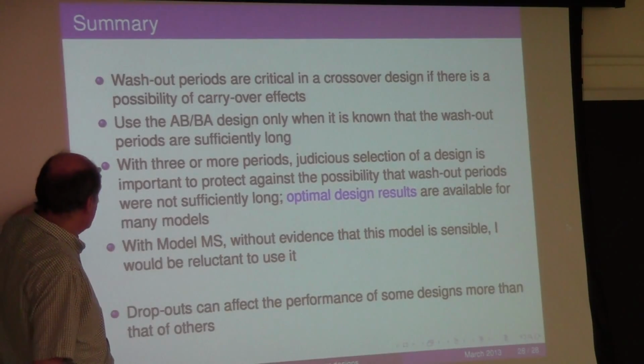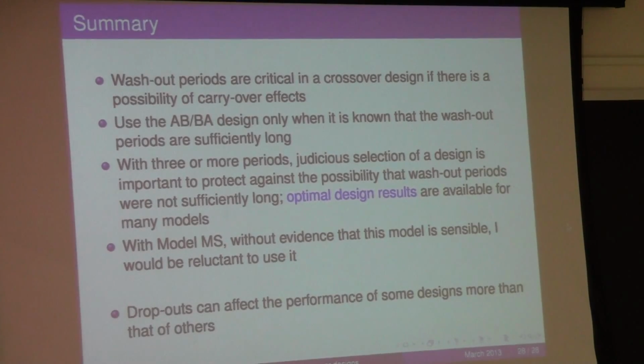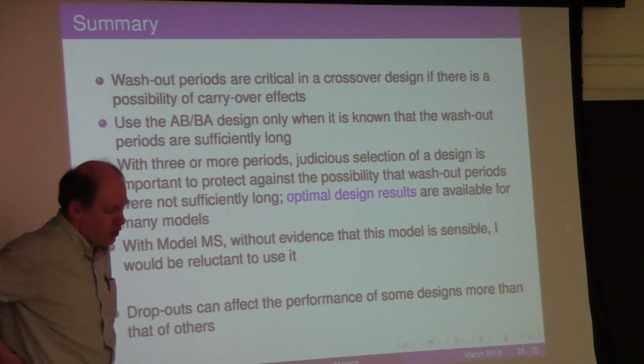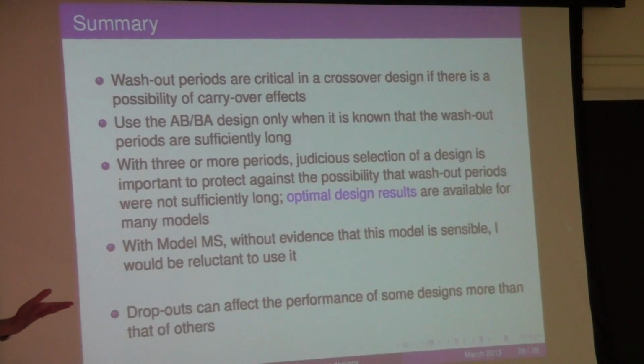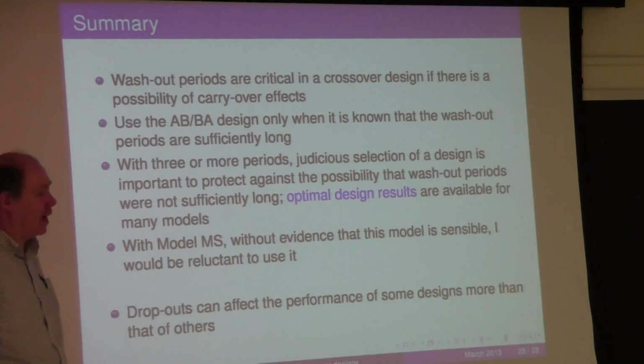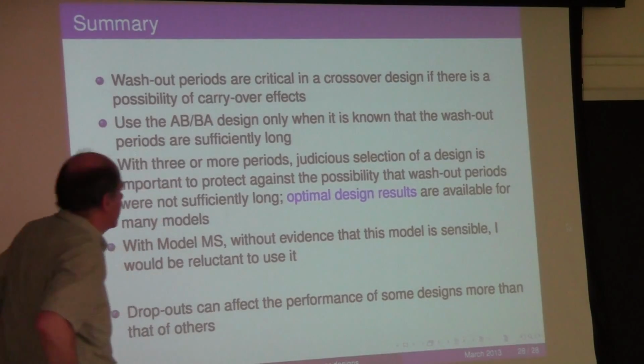With 3 or more periods, the tables that I've shown you show that it's important to make a judicious selection of the design. If you know which model you are going to use, then the tables will tell you exactly which design is best. If you're not quite certain about which model you want to use, at least you can pick a design that is relatively robust, that does relatively well on the variety of models.